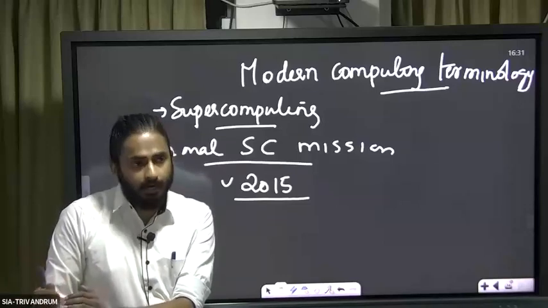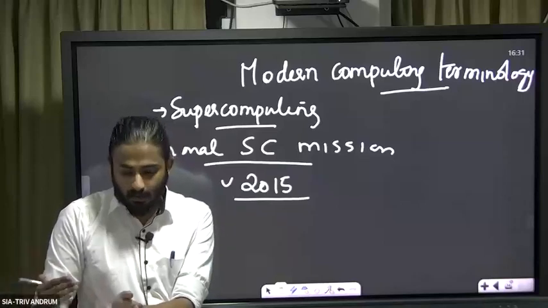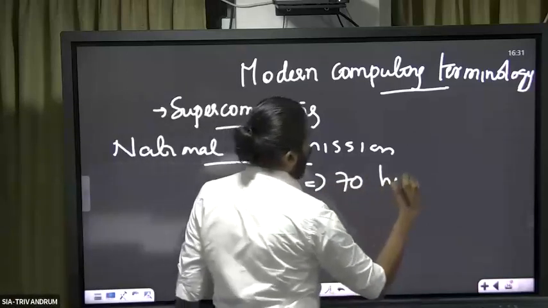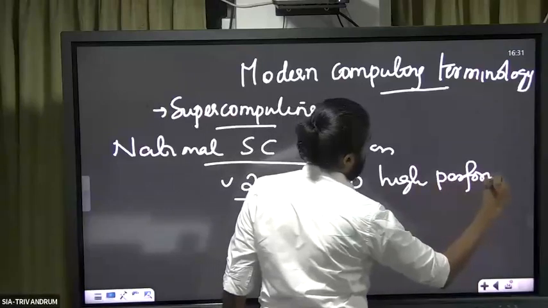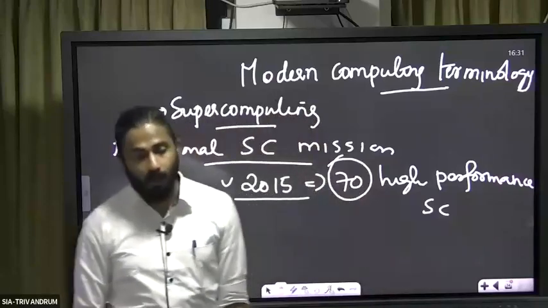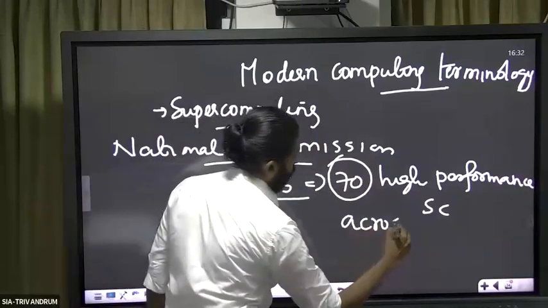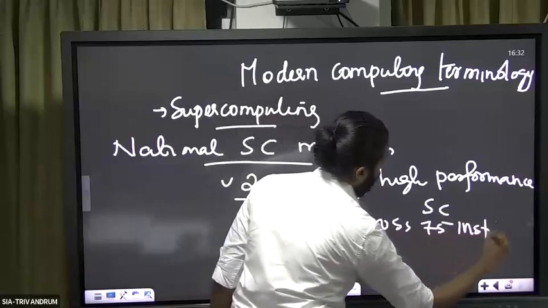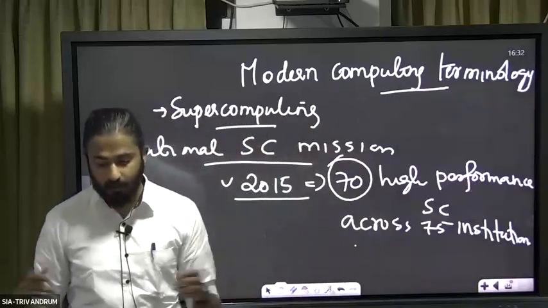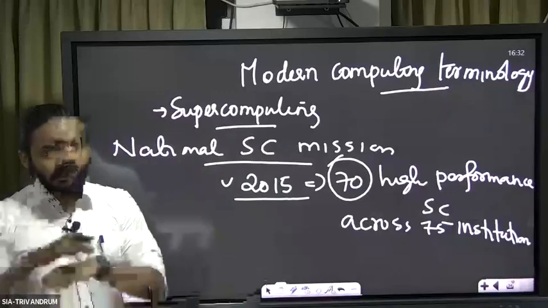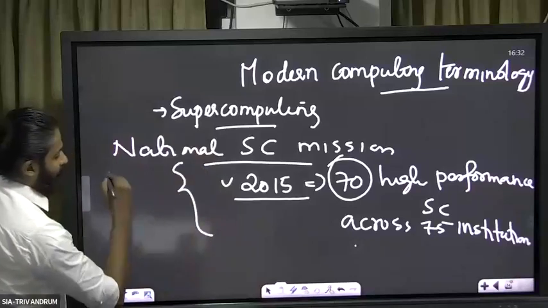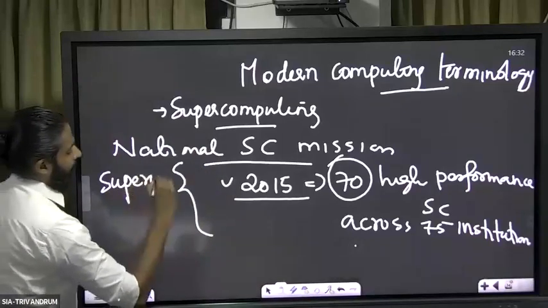We are planning to connect these academic institutions and R&D institutions through 70 high performance supercomputers. This was our plan. We will be developing 70 high performance supercomputers across 75 institutions, and all of them will be connected over a supercomputing grid.